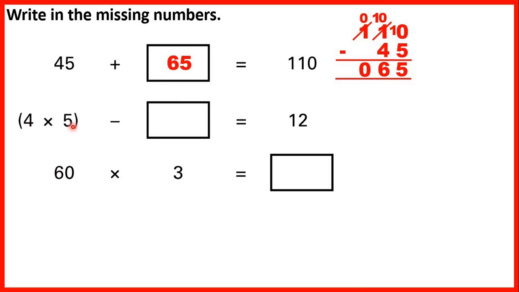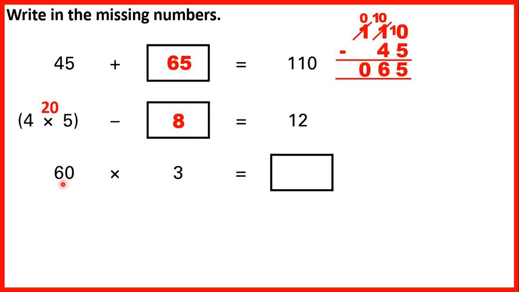Now, 4 times 5 minus something equals 12. So here we have brackets, and we always do what's in brackets first. So 4 times 5 is 20, and now we need to think 20 minus what is 12? Well, 20 minus 8 is 12, because 20 minus 12 is 8. So our missing number here is 8.